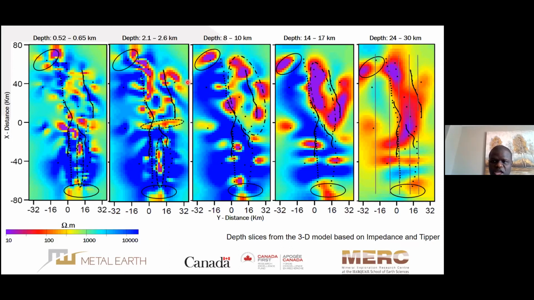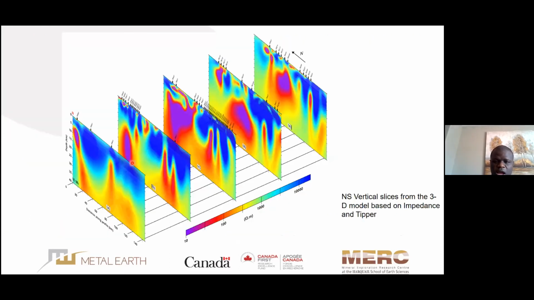And also looking at vertical sections through the model. This is what it looks like. There is a very large scale conductivity anomaly that typically dips to the north, and all around the place, many fingers coming up from the lower crust.